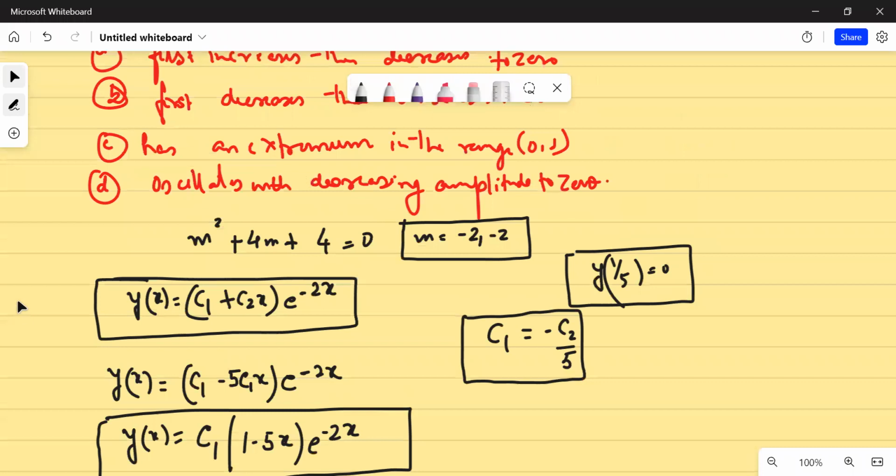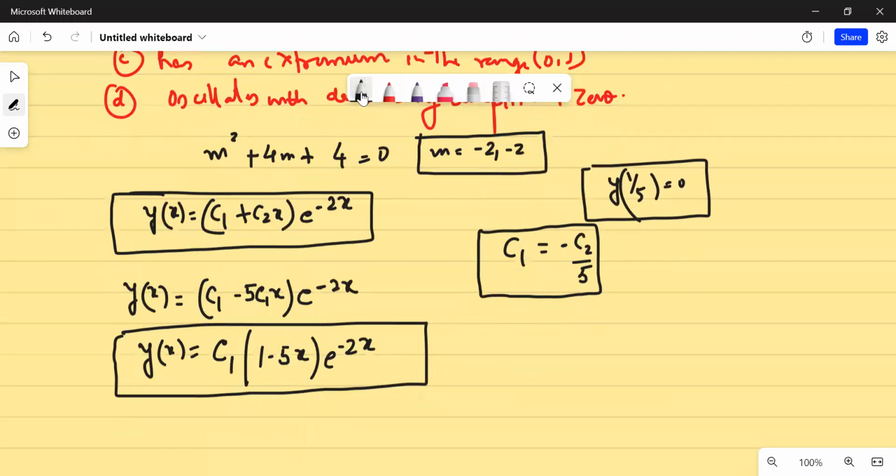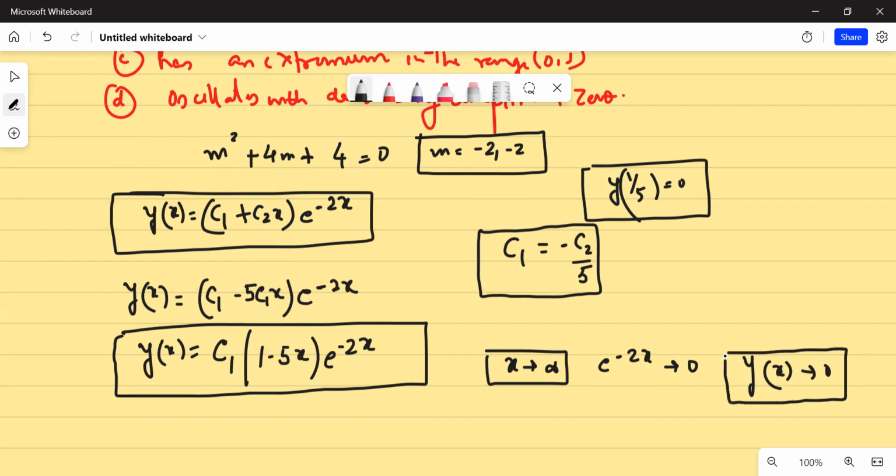In all of these, you can see that as x tends to infinity, you know that e to the power -2x would tend to 0. So in all cases, y(x) tends to 0. Now, don't argue that since x goes to infinity, this term will also go to infinity.